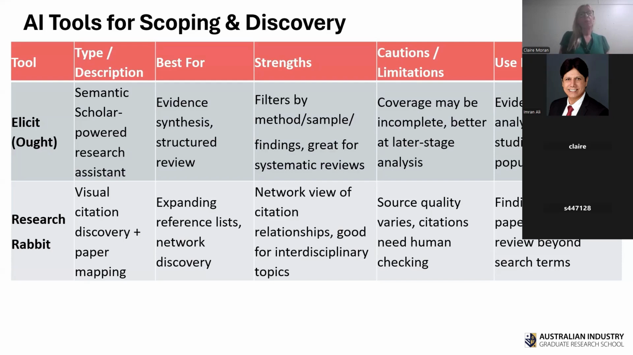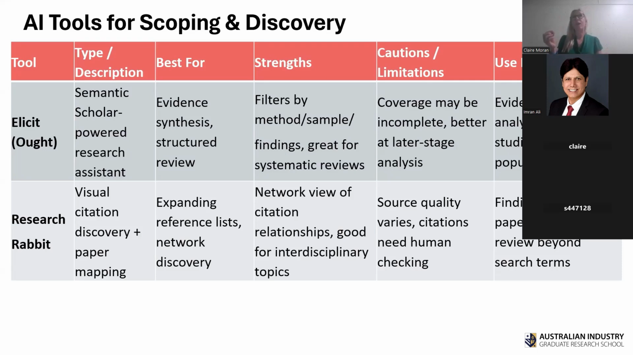Then Research Rabbit, which we're going to be looking at a little bit later, is for visual citation discovery and paper mapping. And it's really good for that visual representation of how networks and papers relate to each other. So really good for interdisciplinary topics. Again, the quality varies. We need to engage in that human checking.